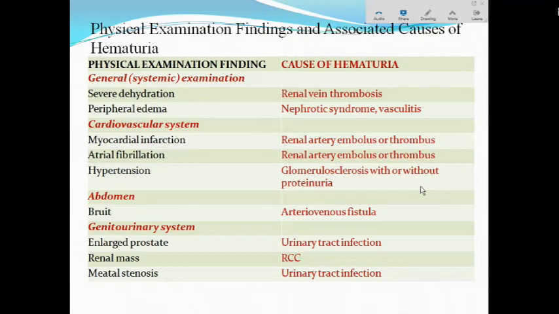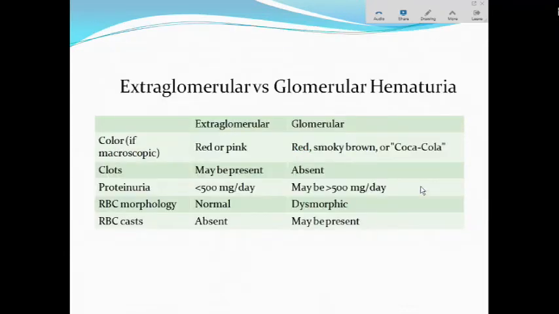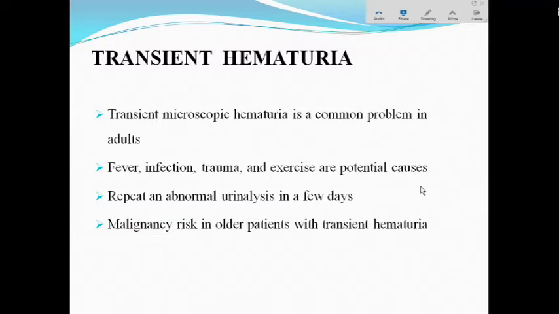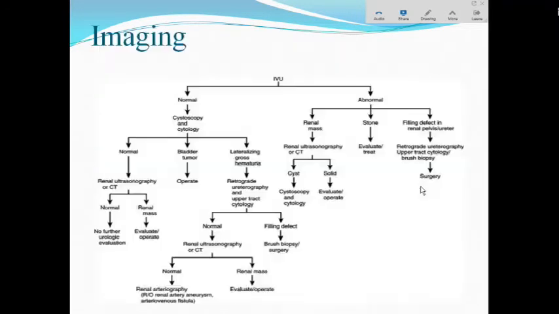And in the genitourinary system, if the prostate is enlarged, or there is tenderness or pain in the prostate, think of UTI. If there is a palpable mass, think of renal cell carcinoma. If the meatus is narrow, again you can suspect underlying infection. These are all. Now we will concentrate on CA bladder.